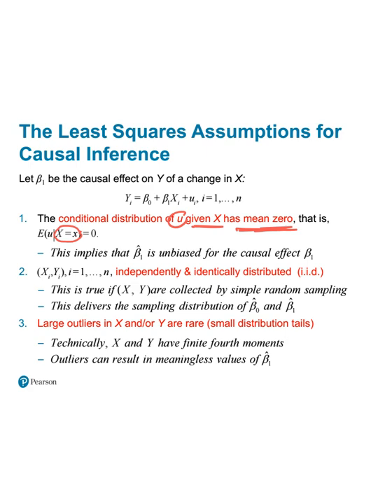Number 2, we say that our ordered pairs xi, yi, our observational data, is independently and identically distributed. So this is all random sampling, and we'll talk about the implications of that in the coming slides. And then number 3, large outliers in x and or y are extremely rare. There is the possibility of measurement error, and of rarely large values of our dependent and independent variables, but they happen very infrequently. This is an important qualification for identifying the standard error of our estimated parameters.